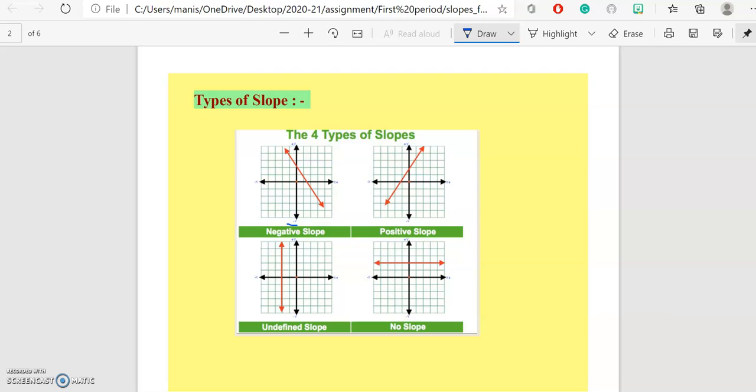Undefined slope is, as you can see in this case, a vertical line. This is called undefined slope. And when we have no slope, this means in this case the person is just stuck at one point over here. That's called no slope. Again, wherever the value of m, the slope, is a positive number, that's called positive slope. Wherever the value of m is a negative number, it is called negative slope.